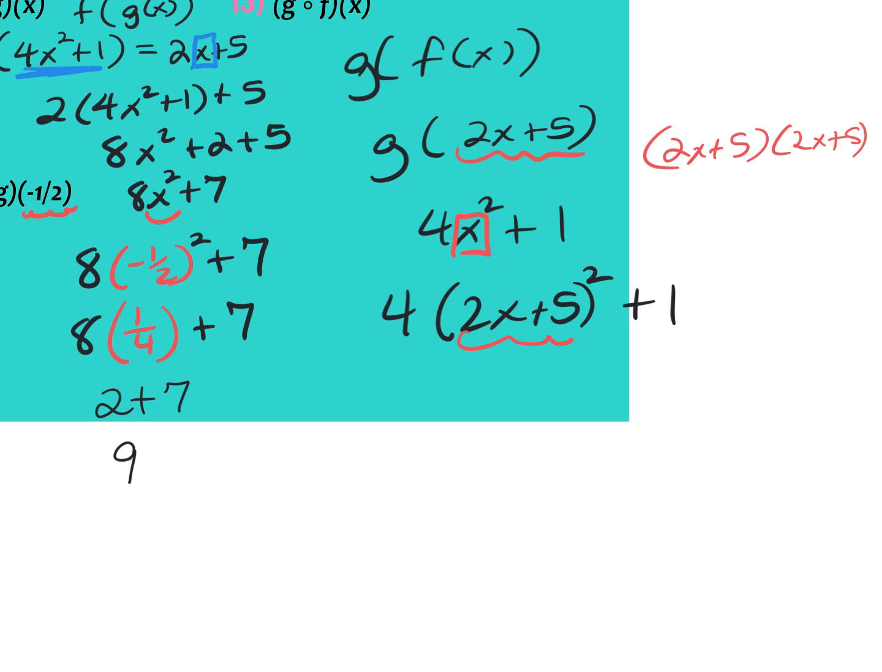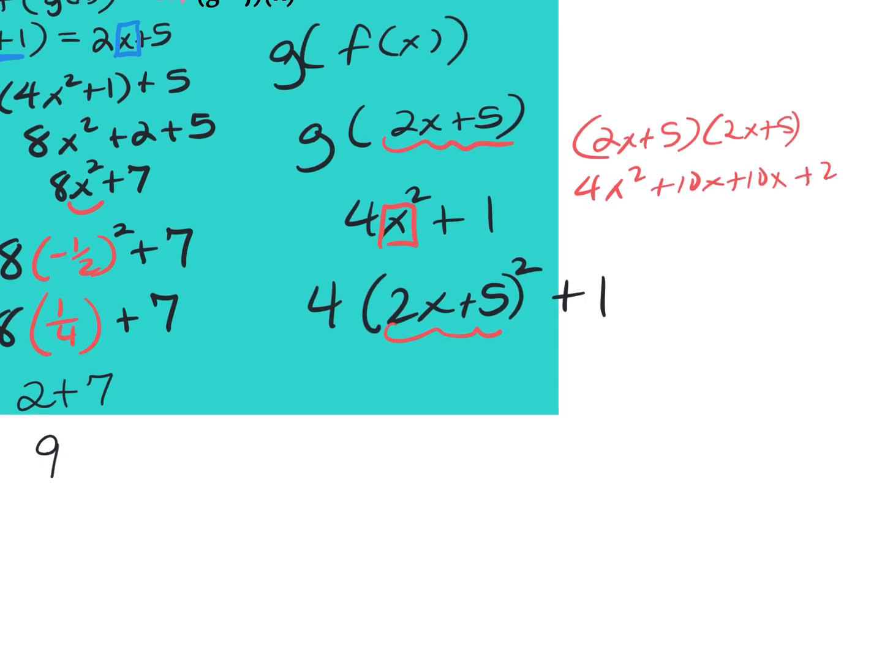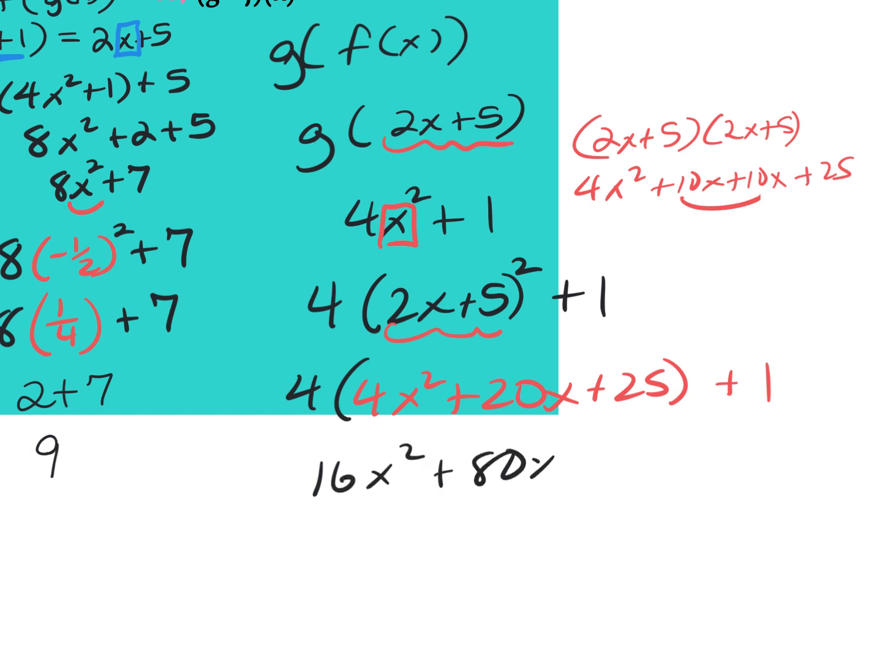Either way. So once I multiply this, 4x squared plus 10x plus 10x plus 25. So then now what I end up over here is it becomes 4x squared plus 20x when I combine the middle two terms, and then the plus 1. I need to distribute the 4, so this gives me 16x squared plus 80x plus 100, and then the plus 1. And then once you add that 1 in there, you get the 101.